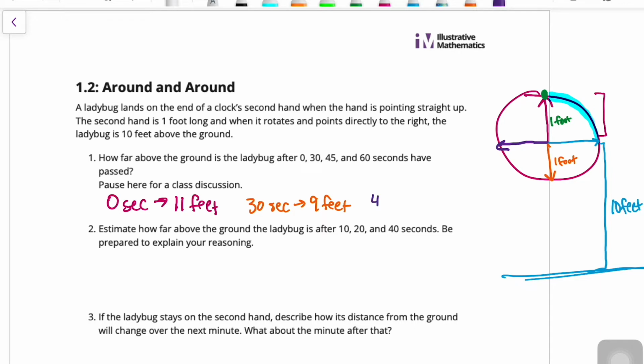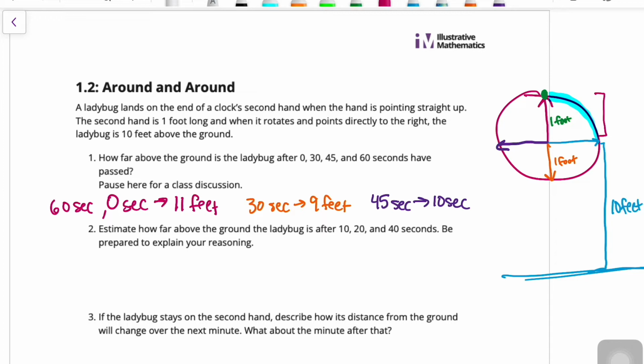So 45 seconds is going to be 10 feet, just like 15 seconds was. And then 60 seconds is all the way back to the top. So that's going to be the same as 0 seconds. So I'm just going to add a comma and 60 seconds because those are both the same. All right, so estimate how far above the ground the ladybug is after 10 seconds, 20 seconds, and 40 seconds. Be prepared to explain your reasoning.